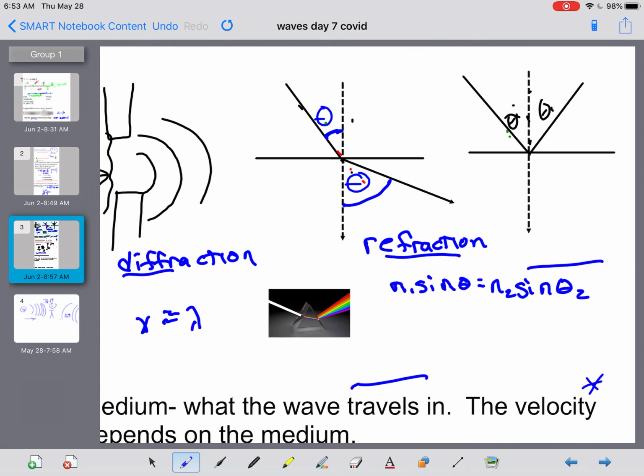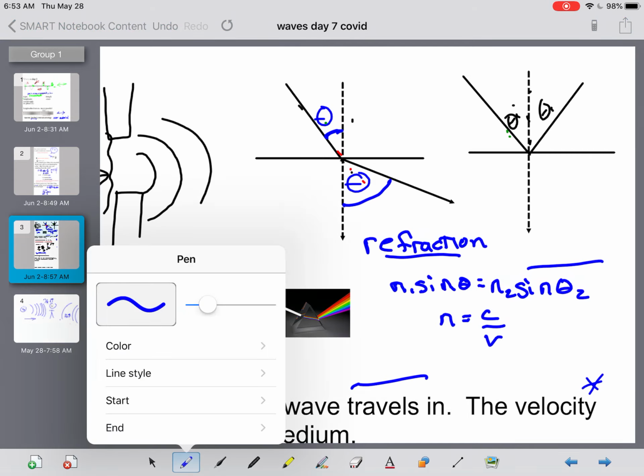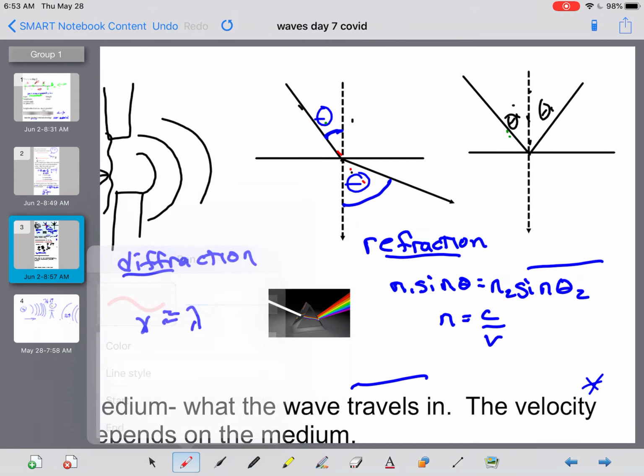And the other one with this is if we want to figure out its new velocity as it goes into the new material, remember this one, n equals c over v. And c is the speed of light in a vacuum. Okay. A third one is reflection.